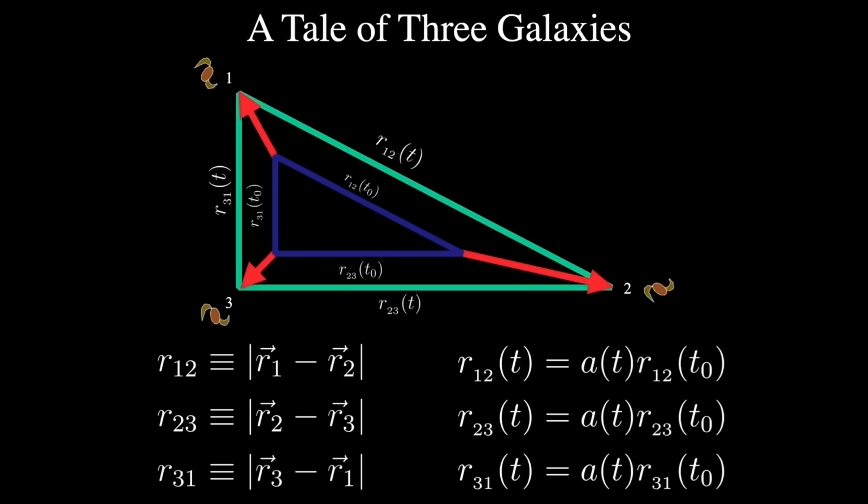In fact, since there is no center to the expansion of space-time, we don't really care where we choose the origin. It doesn't matter anyway for this purpose because we only really care about the distances between any two galaxies. The absolute value of the vector R1 minus R2 is equal to the distance R1,2. Same for the other two distances as well. And we let all of those things vary with time.